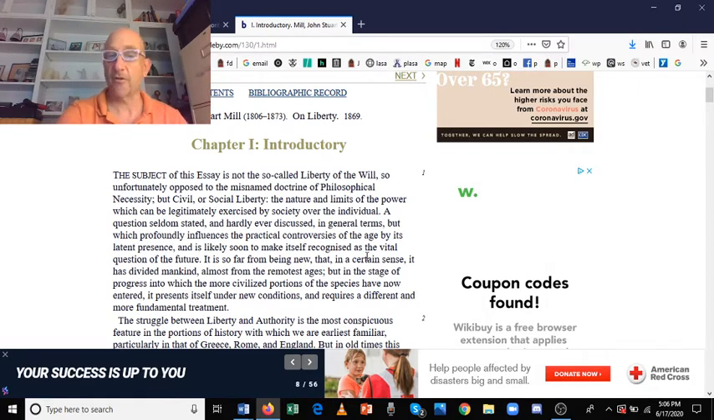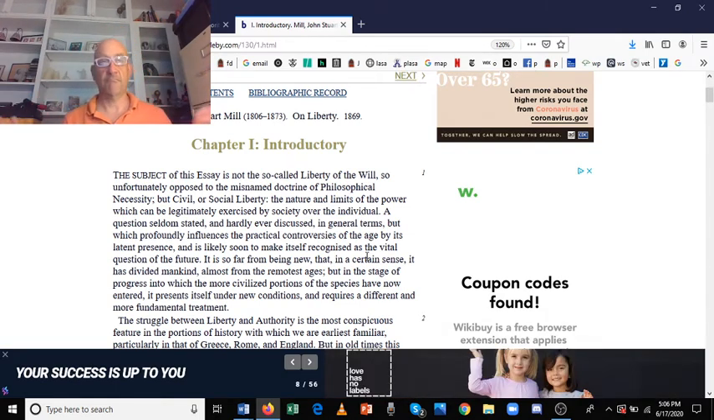He's talking about, third line, civil or social liberty. So civil society, government, private society, social, right, in society.